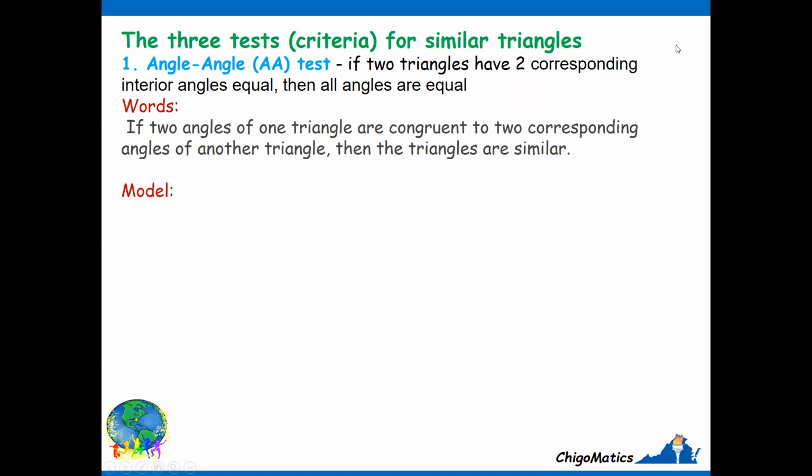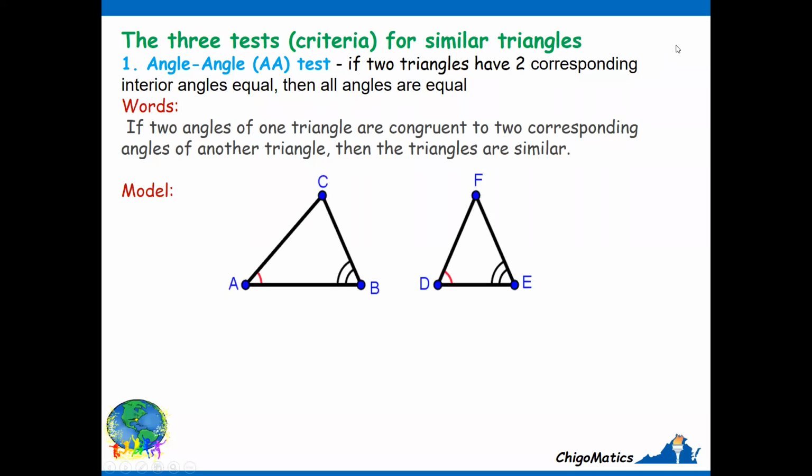We can model this by putting the diagram as it is, so that you will see that the angle in A corresponds to the angle in D, they are equal. The angle in B is equal to the angle in E, right? So that is the model.